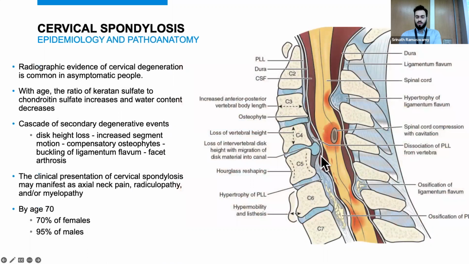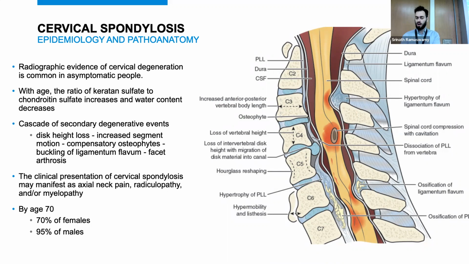Now this is what starts happening. You start losing height. These become hard bone. You also lose the alignment. You can get contribution from pathology of the ligamentum flavum, posterior pathology. So there are different pathologies.